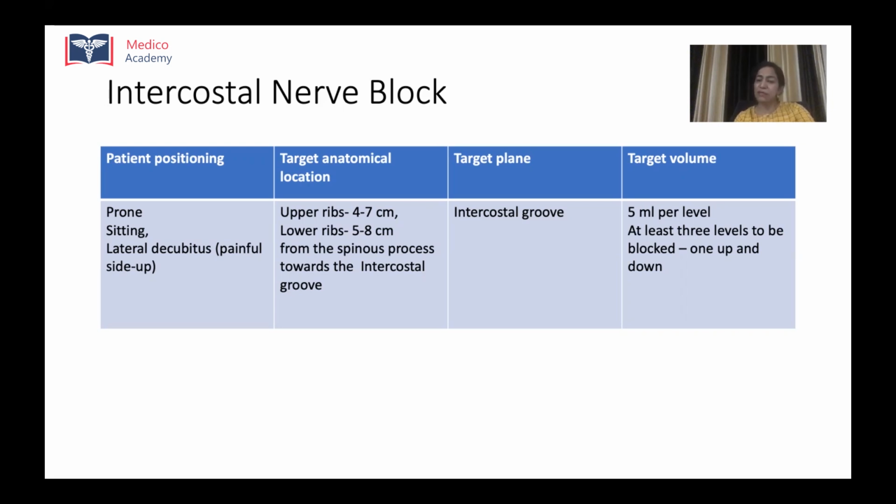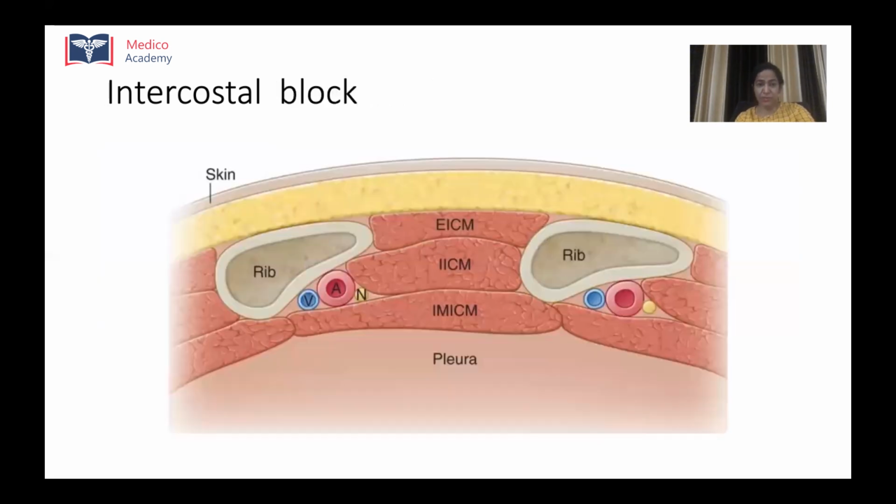At least 3 levels are to be blocked. One is the target, another one up, and another one down. So at least 3 levels should be targeted to provide good analgesia and anesthesia. So this is the intercostal nerve block. As we can see, these are the ribs, and the neurovascular bundle is present in a plane between the pleura and innermost intercostal muscle on one side, and the external and internal intercostal muscles on the other side.